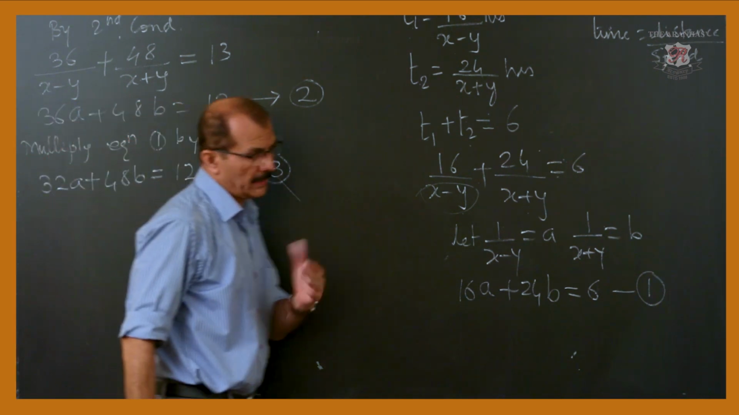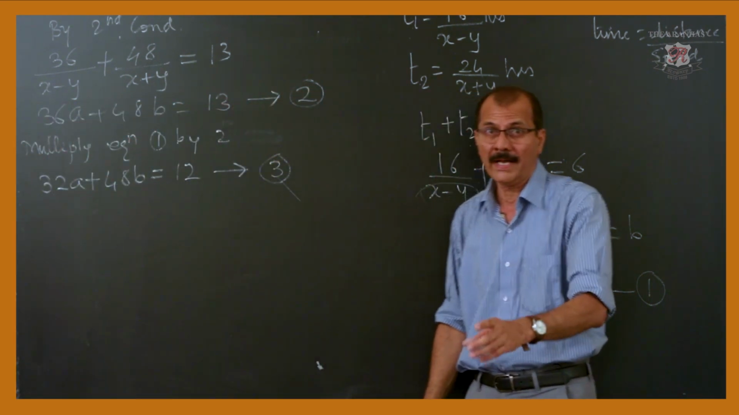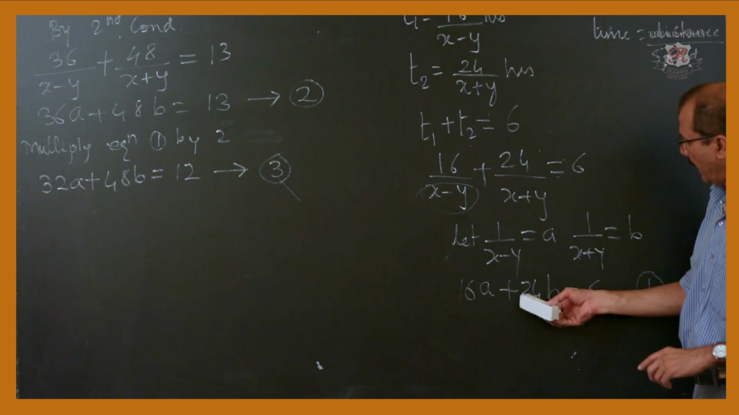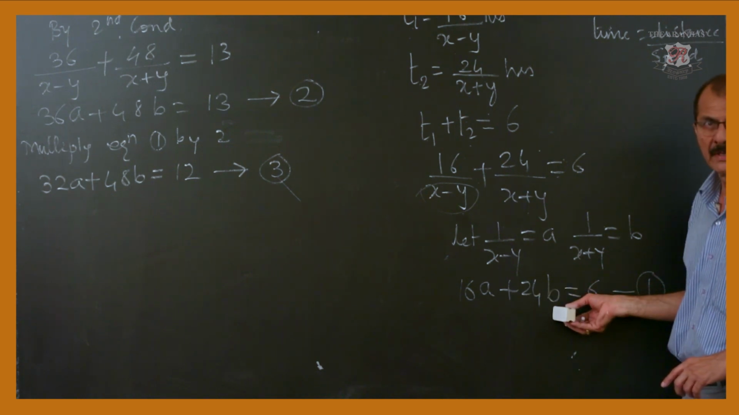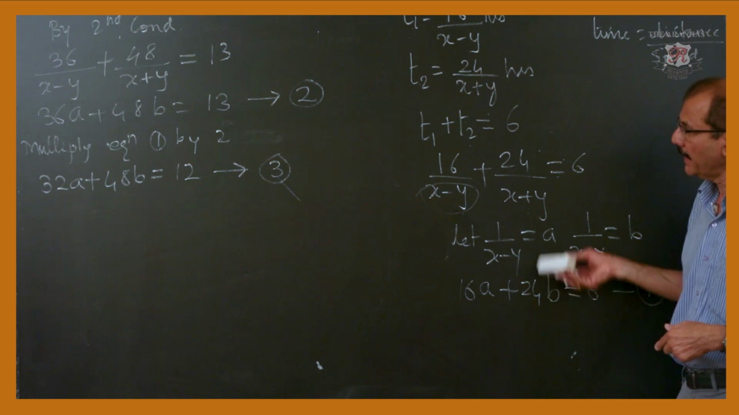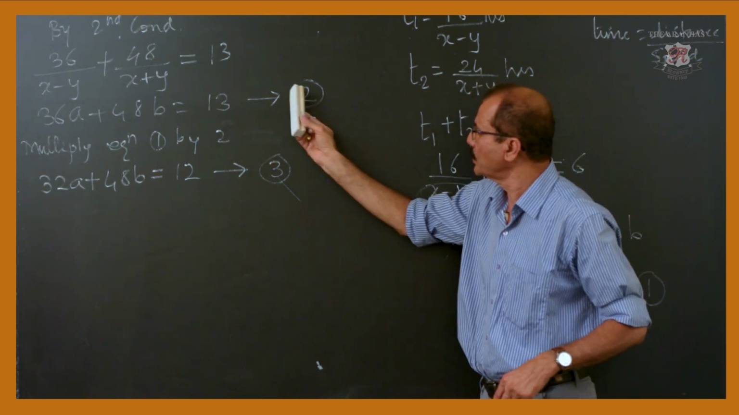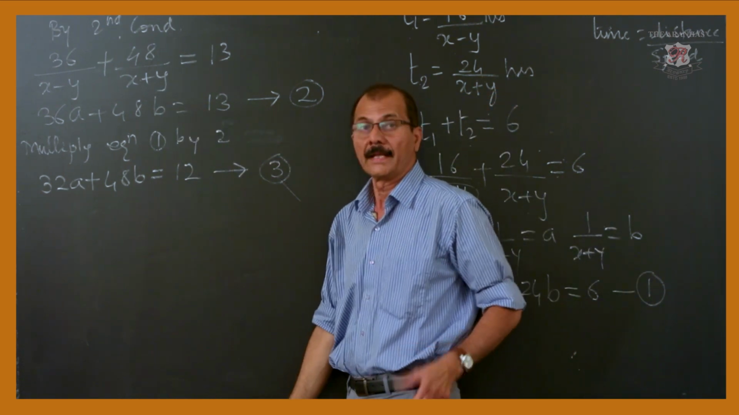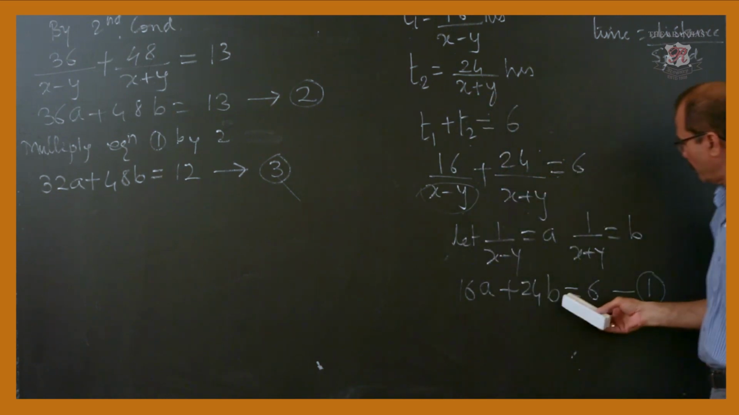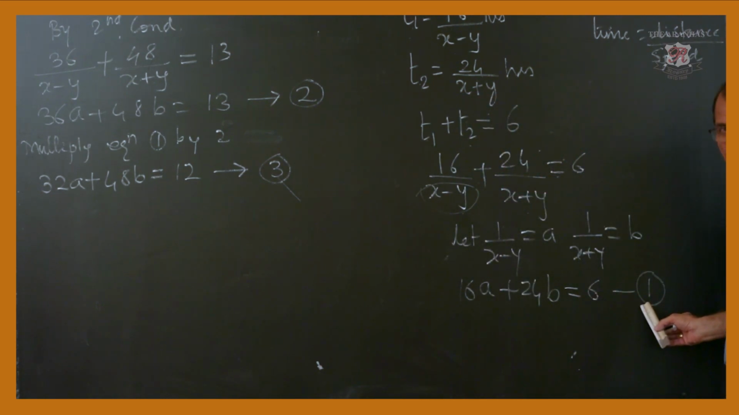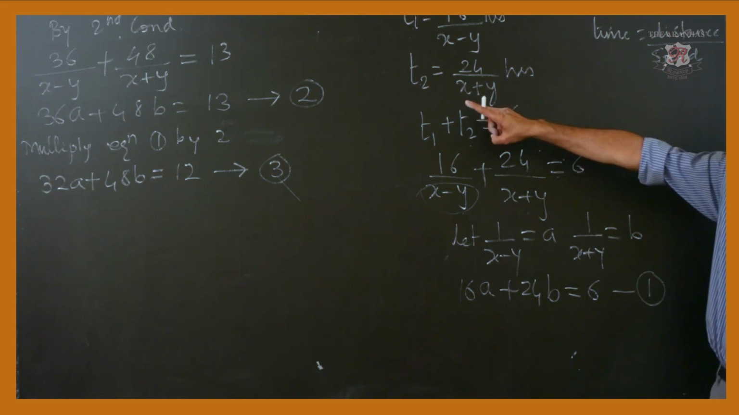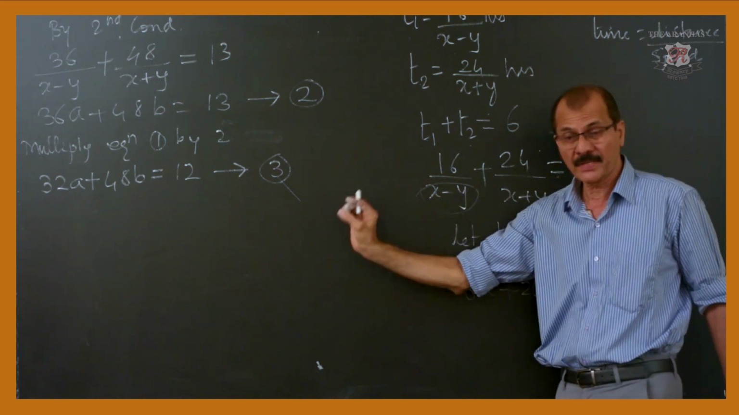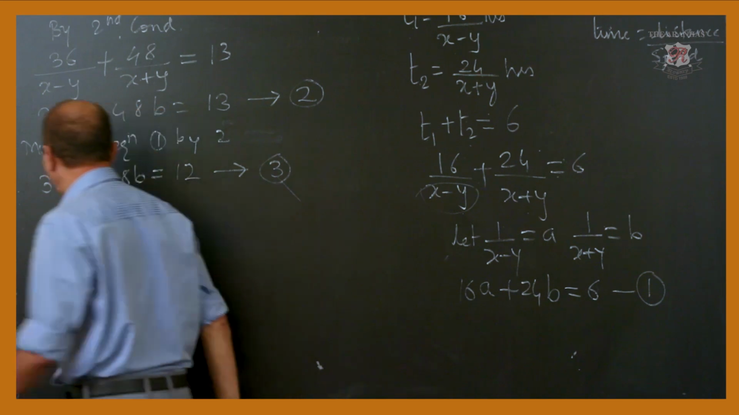Now, try to understand. All of you know why I multiplied equation 1 by 2, so that I will get 48b here, and if I get 48b, I can just subtract equation 2 and 3. So, this 48b gets cancelled. That is why I multiplied equation 1 by 2. Is this clear? Now, you got equation number 2, you got equation number 3, 48b. So, subtracting equation 2 and 3.